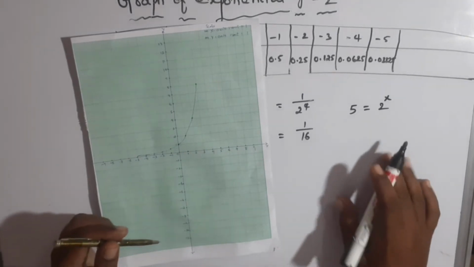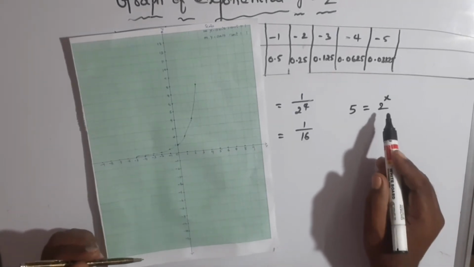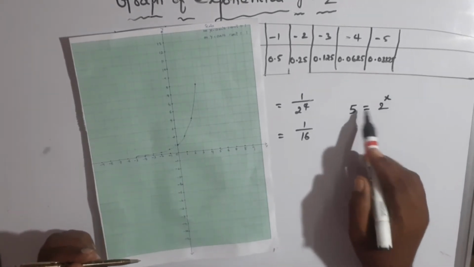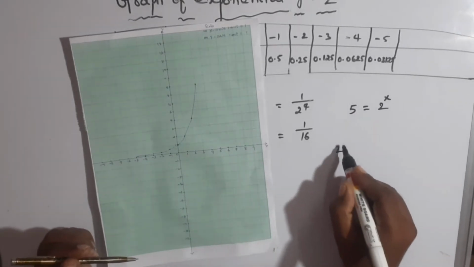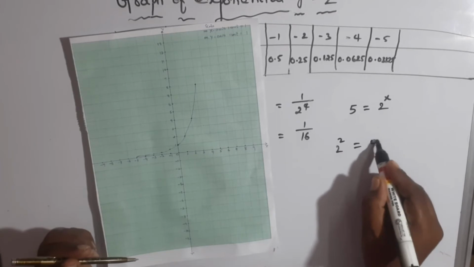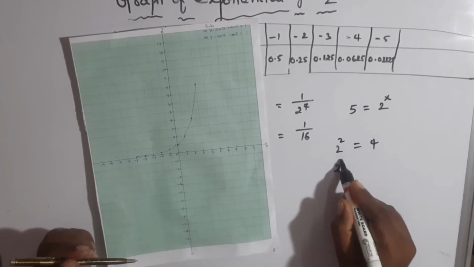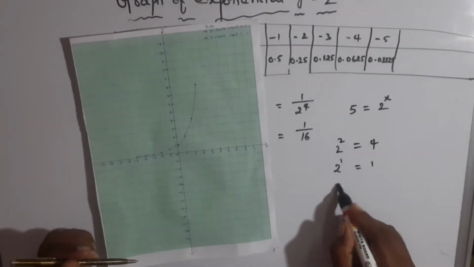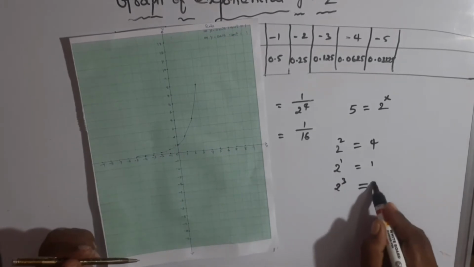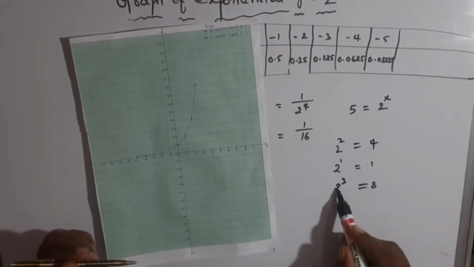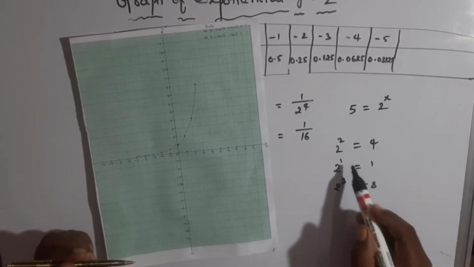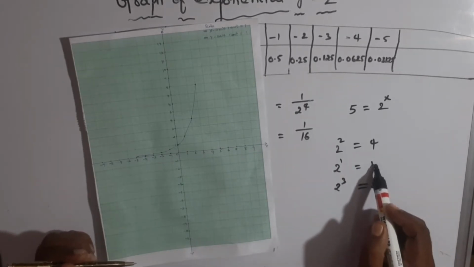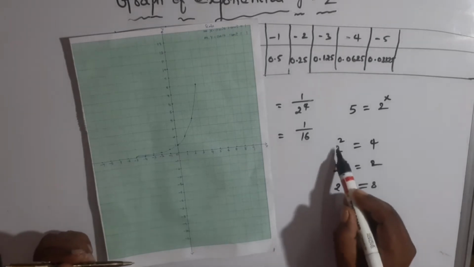Okay, here, for what value of x does 2^x become 5? Before this, first of all, 2 squared equals 4, 2 to the power of 1 equals 2, 2 cubed equals 8. So 2 to the power of 3 is 8, and 2 to the power of 2, 2 squared, is 4.